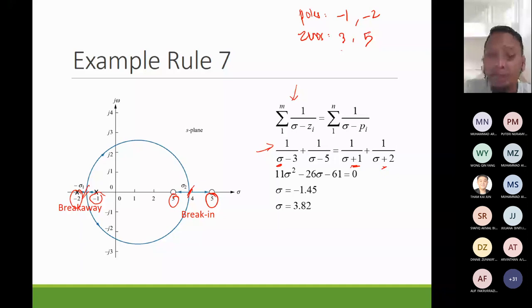So when you simplify, you get this quadratic equation. So you can easily solve that in a calculator. So you get sigma equals minus 1.45 and sigma 3.82. Sketch this on S plane. So you get this location here. So this point is about negative 1.45, and this point is about 3.82. Okay, so itulah location of breakaway and breaking points.